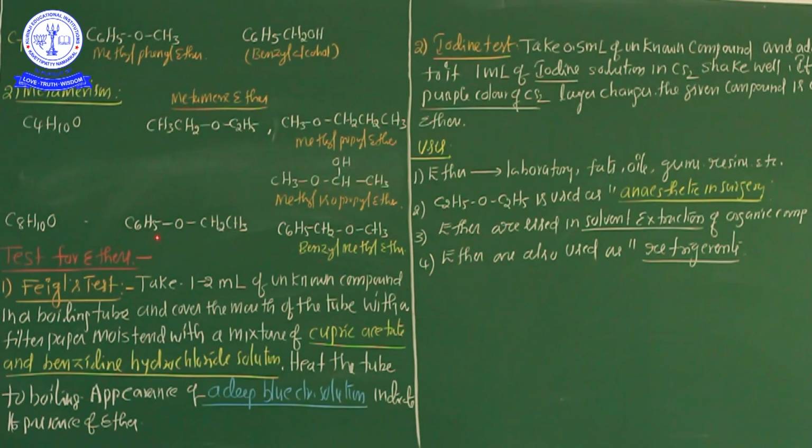Here, ethyl phenyl ether. This is called ethyl phenyl ether. And one more example, benzyl methyl ether. So, important point, my dear students: ethers are easily involved in two different types of isomerism.